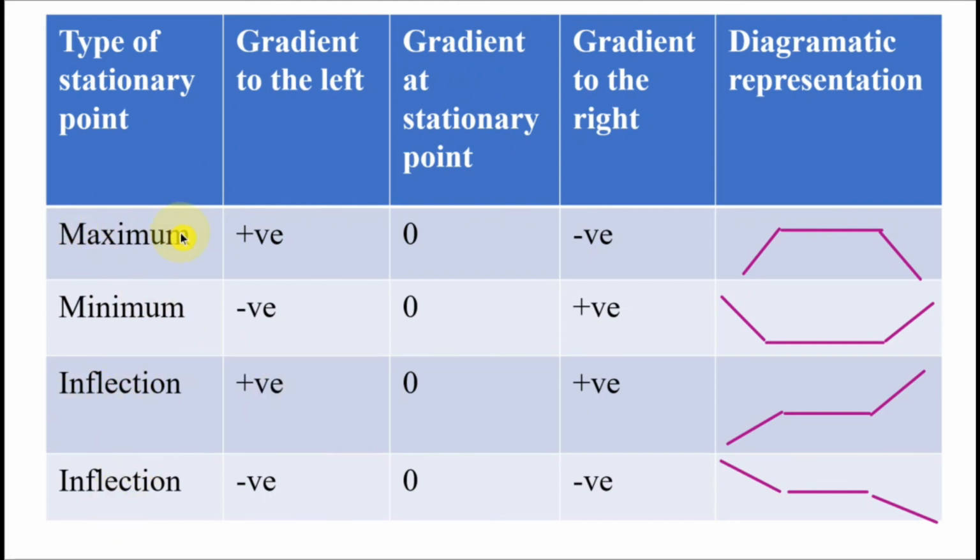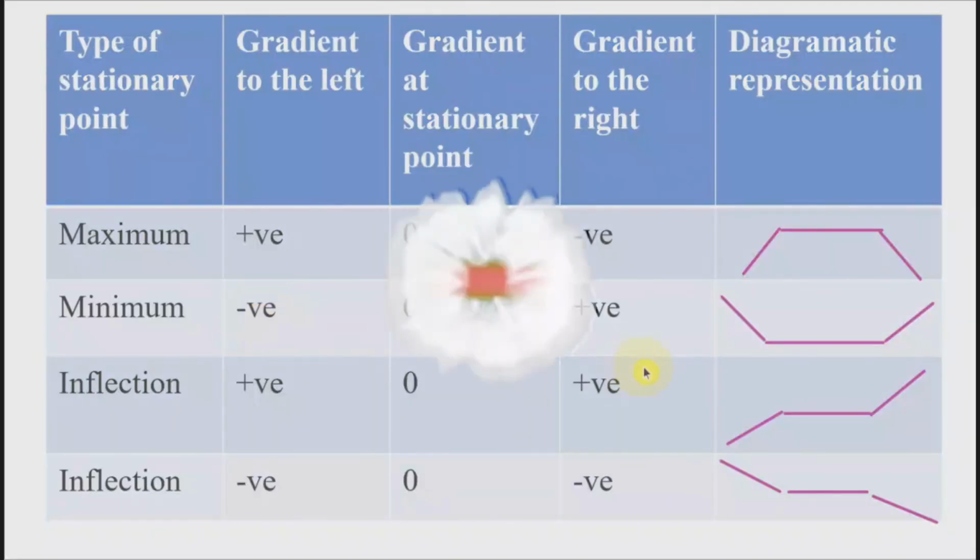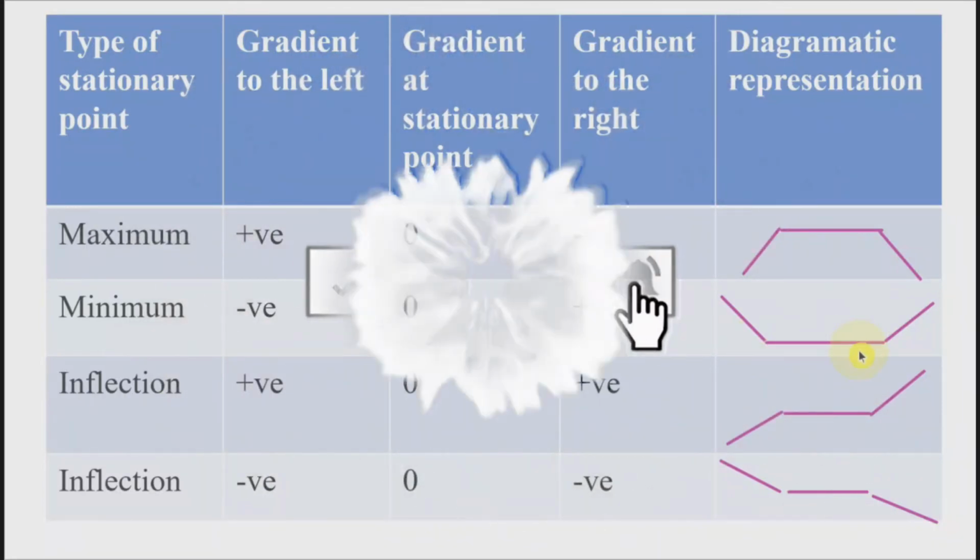Now a maximum point is indicated by this kind of curve. If you look at this kind of curve, the gradient goes from positive through 0 to negative. This is the sketch of that curve. This one is a maximum point. From positive on this side, 0, then negative. Then a minimum point, the gradient starts from negative, through 0, to positive. I repeat that. Minimum point, the gradient moves from negative through 0 to positive.